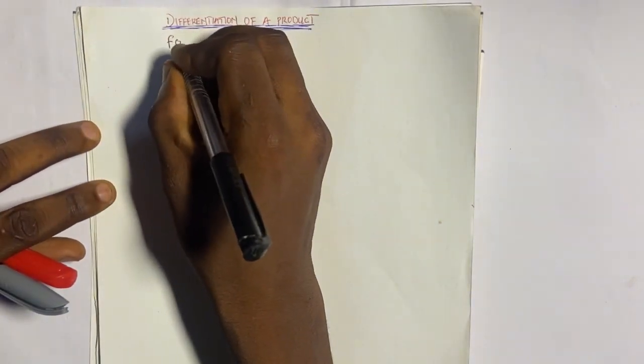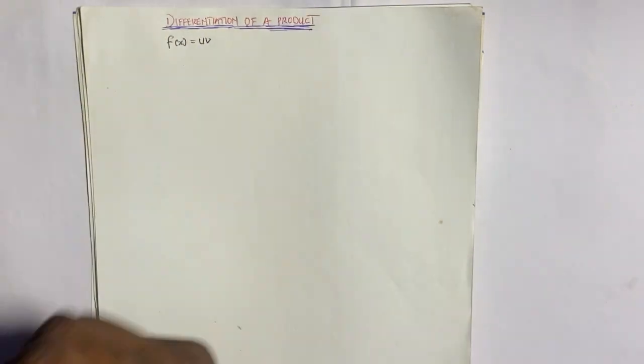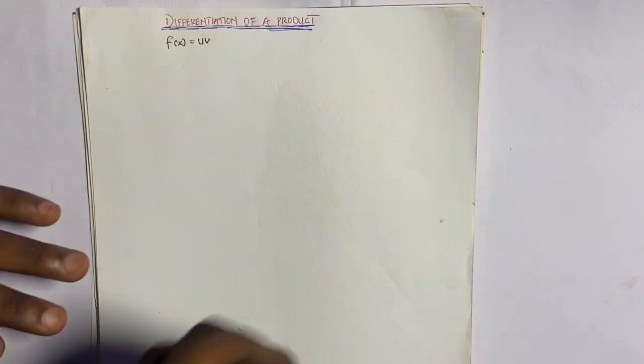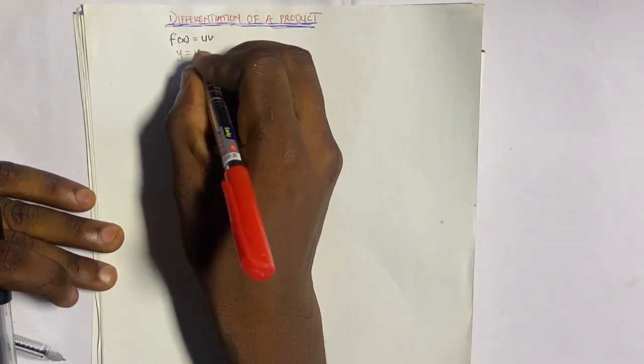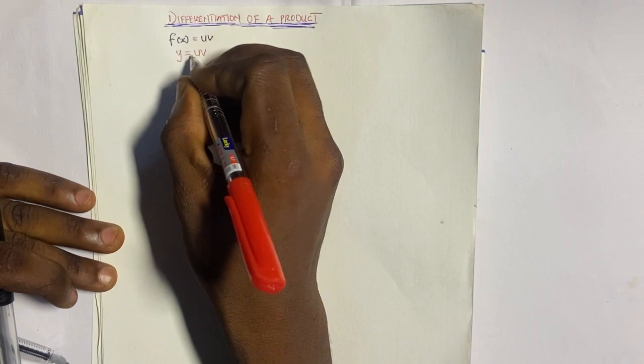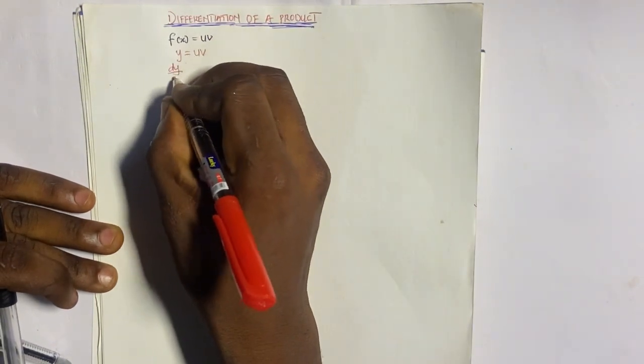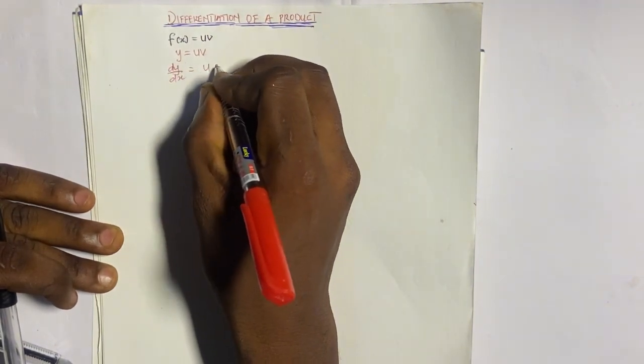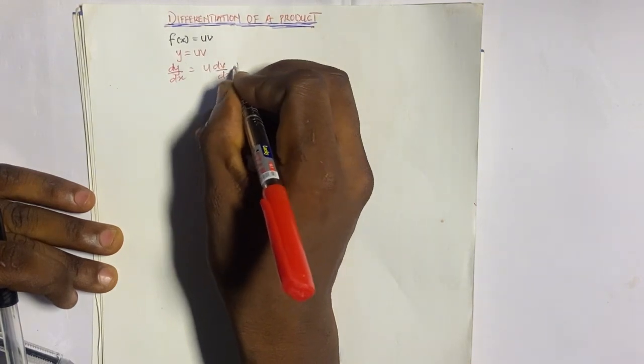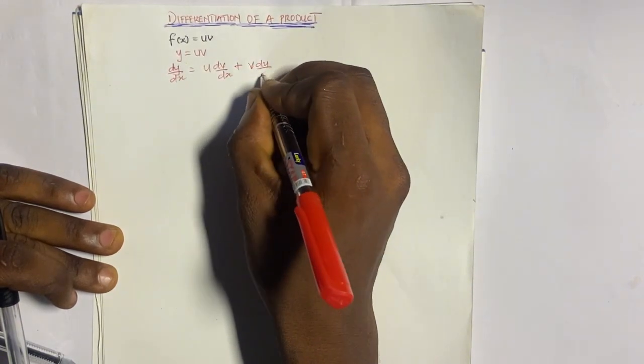Hi friends, in this video I'm going to talk about differentiation of a product. Suppose you have a function f of x equals uv. Now in this case you have two functions multiplying each other, and whenever you have two functions multiplying each other, you are going to use the product rule formula. If you are given y equals uv, which is the same as f of x equals uv, then dy/dx is going to be u dv/dx plus v du/dx.